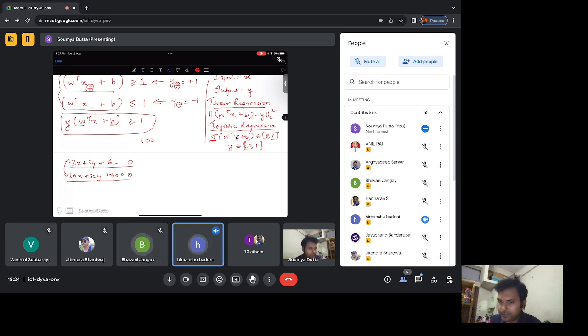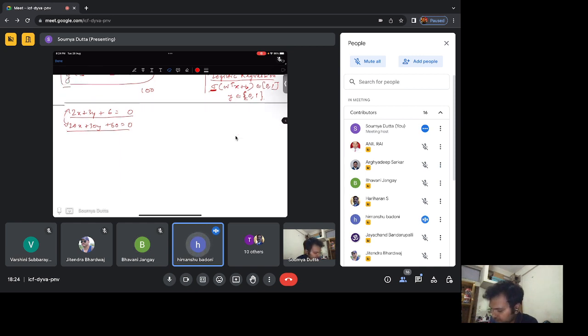I have a doubt. Why have you used W transpose X minus plus B is less than or equal to minus 1? It is the distance, right? Distance from the classifier to the point X minus, it has to be greater than or equal to 1.